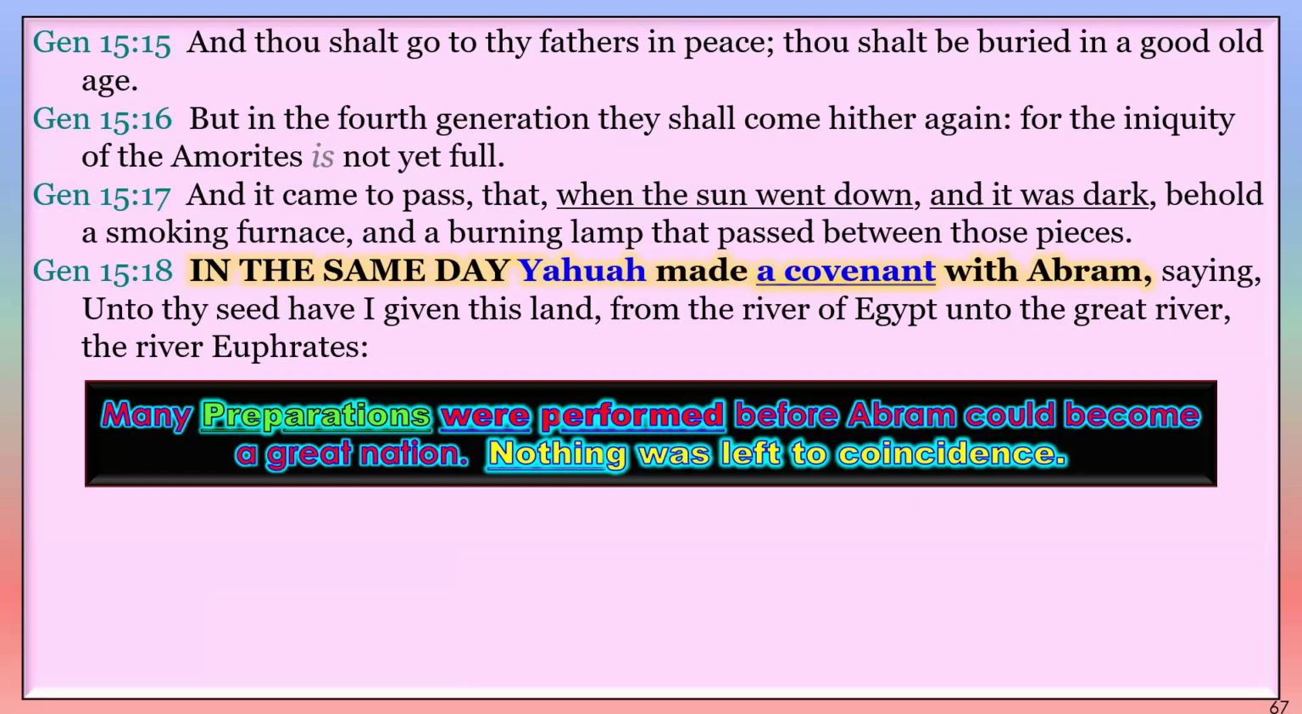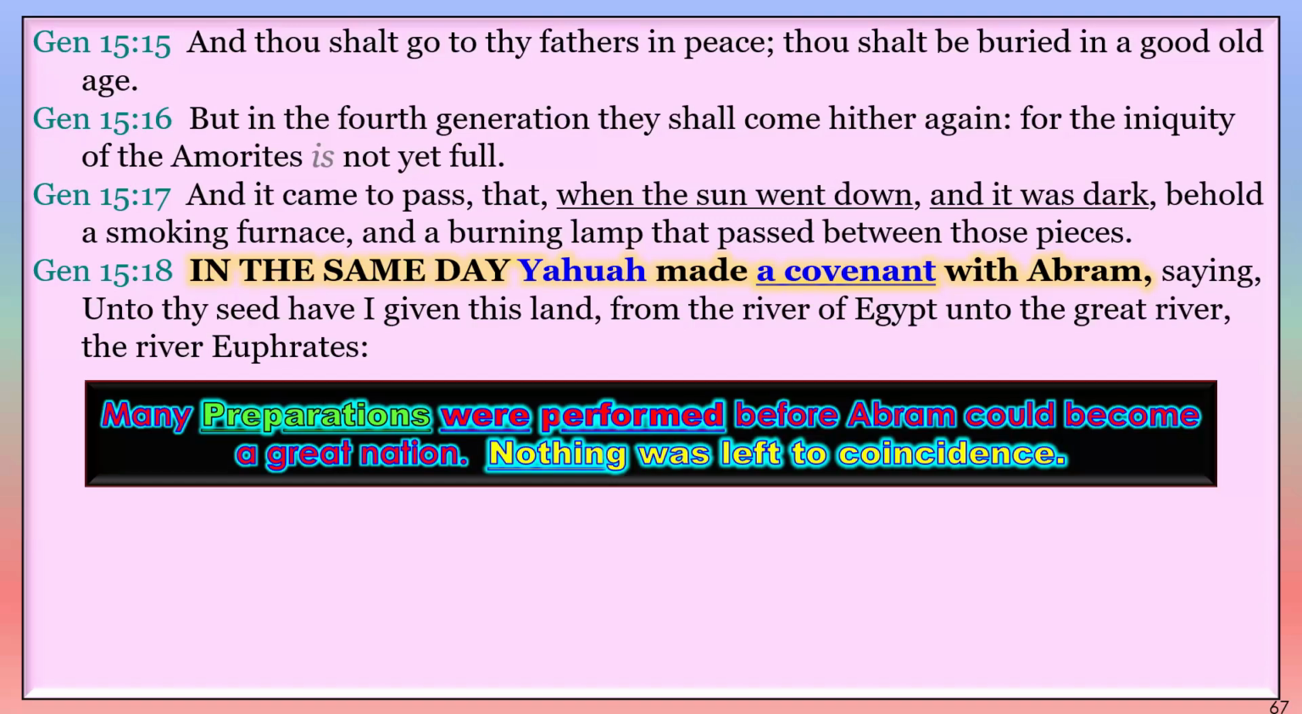But in the 4th generation they shall come hither again, for the iniquity of the Amorites is not yet full. And it came to pass that when the sun went down and it was dark, behold, a smoking furnace and a burning lamp that passed between those pieces. In the selfsame day, Yahuwah made a covenant with Abram, saying, Unto thy seed have I given this land, from the river of Egypt unto the great river, the river Euphrates.